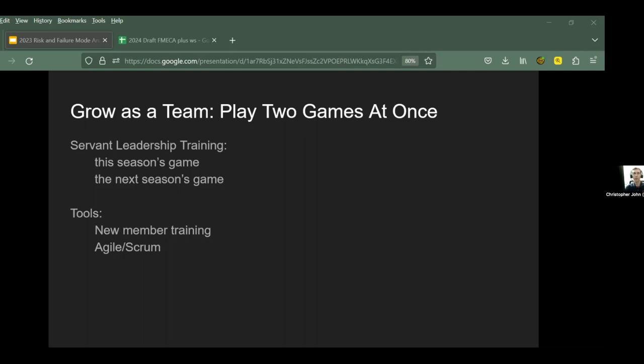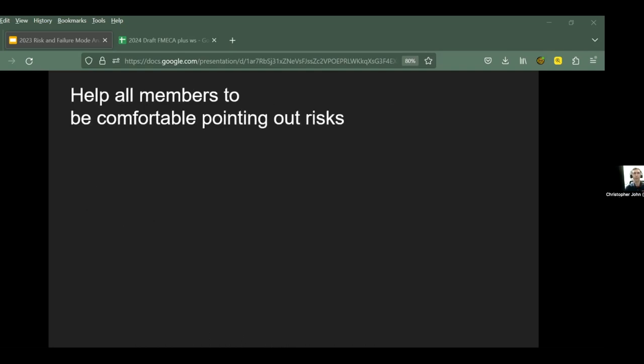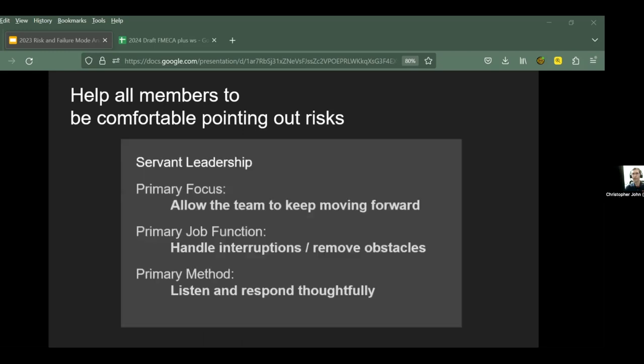I'd like to propose a new tool that I call helping everyone to be comfortable pointing out risks. You actually already have been trained on the basics of this. Allow me to show you what I mean. Do you remember this slide from servant leadership training? Remember, everyone on the team can be a servant leader.